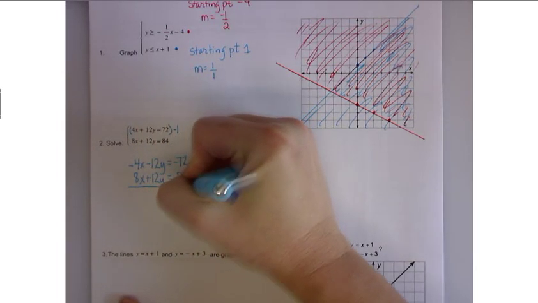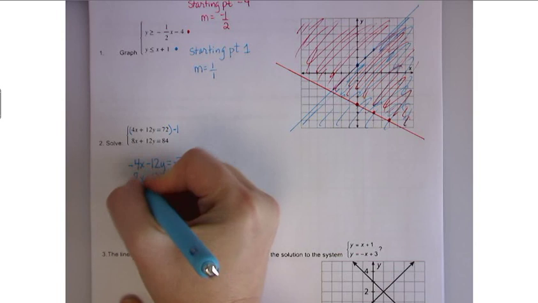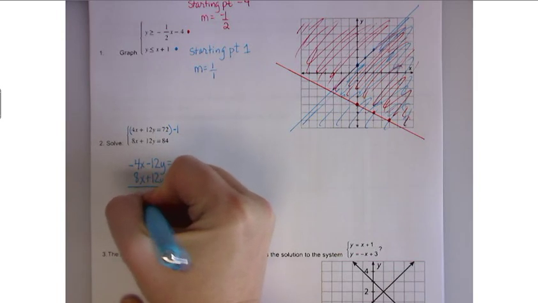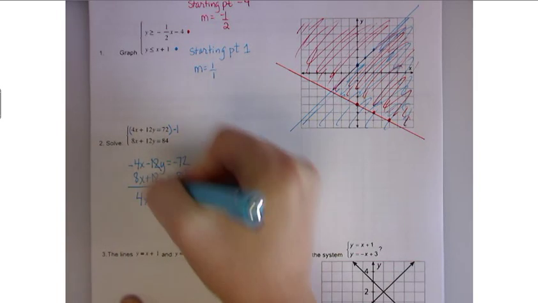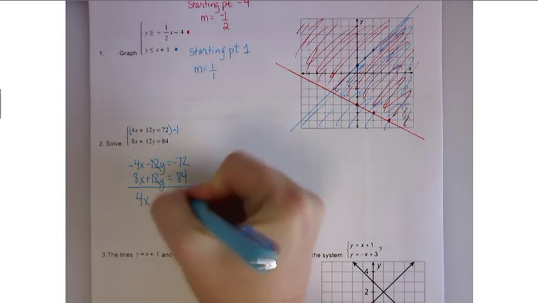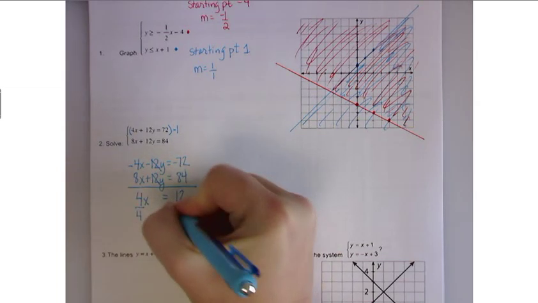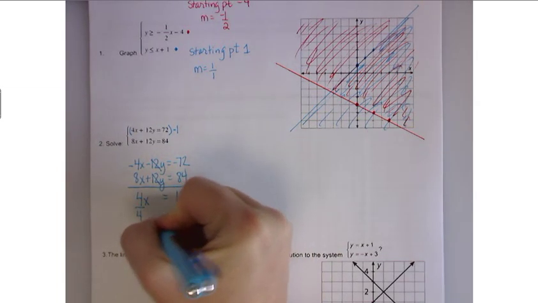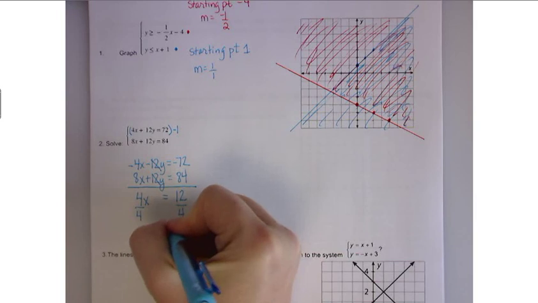So I'm going to do this. -4 minus 8 is going to be 4x. These two are going to cancel out. Equals -72 plus 84. I think it's going to be 12. Hold on. -72 plus 84 is 12. I was right. 12. Divide by 4. Divide by 4 to get x by itself. X is going to equal 3.